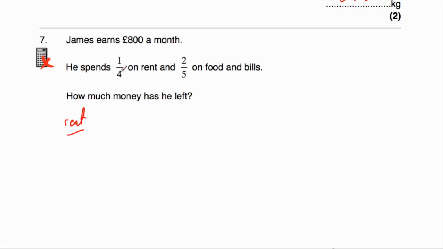And to work out a quarter of something, you just divide it by 4. So we're going to do 800 divided by 4. And 800 divided by 4, well, 8 divided by 4 is 2. So 800 divided by 4 would be 200. So he spends £200 on rent. So that's how much he spends on his rent.